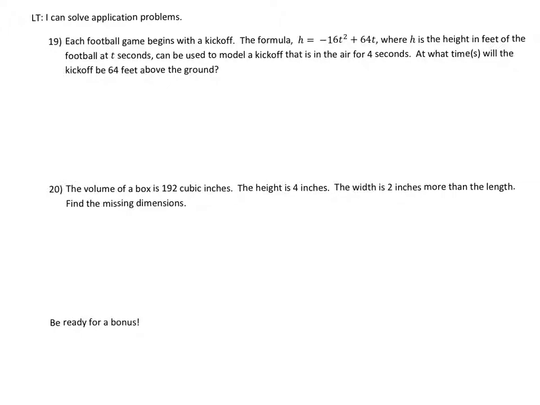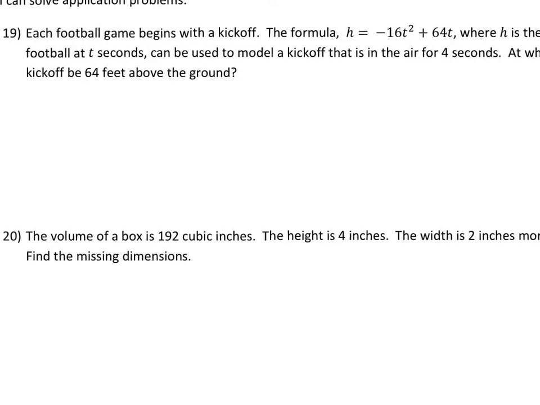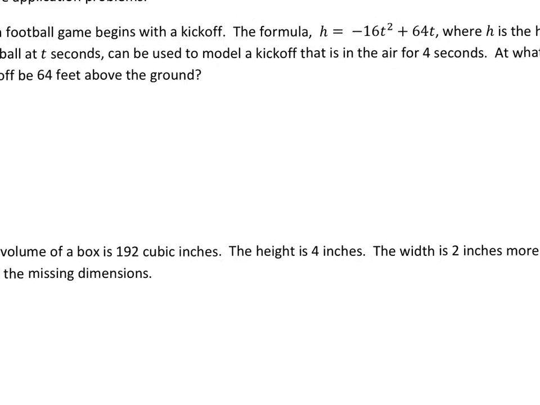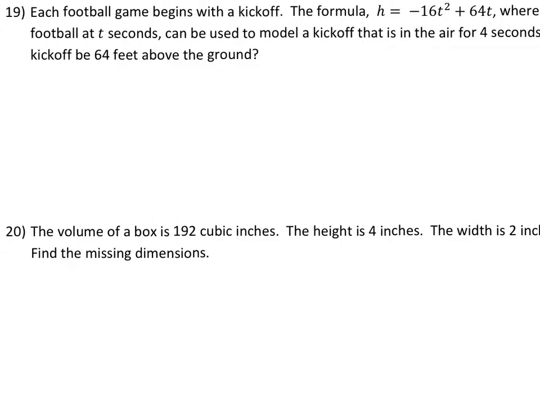So in order to solve this application problem, we need to know what we're plugging in and what goes where. We are going to set h equal to 64. The reason we want to do that is because we want to know when that football or kickoff will be 64 feet above the ground. So we're going to set h equal to 64. So what that will look like is 64 equals negative 16t squared plus 64t.